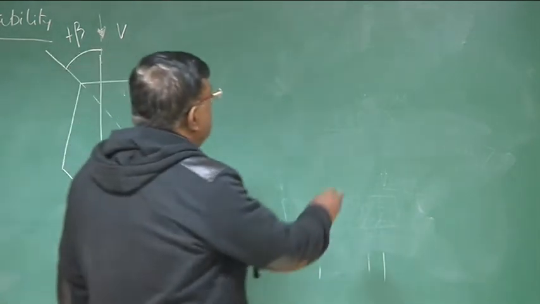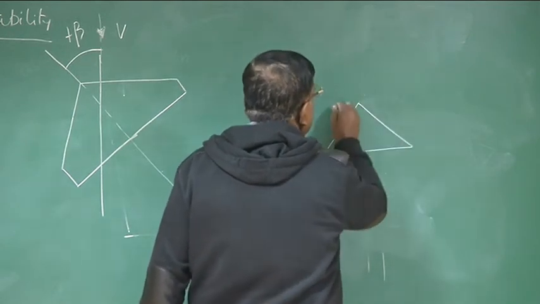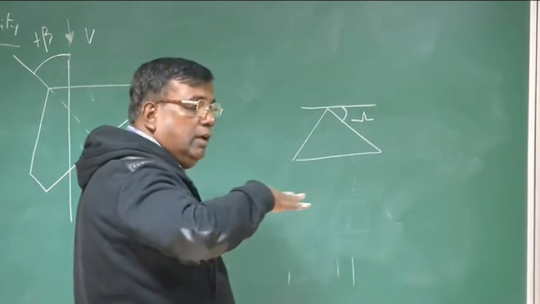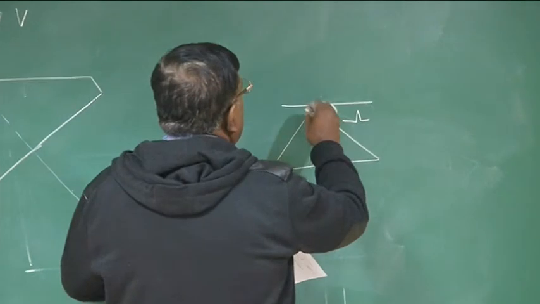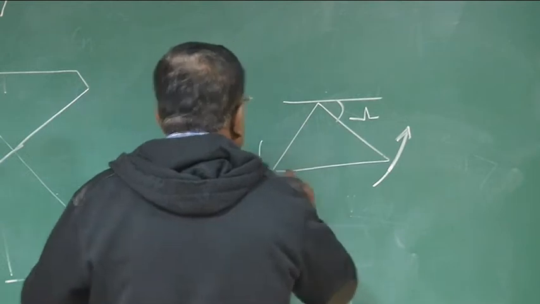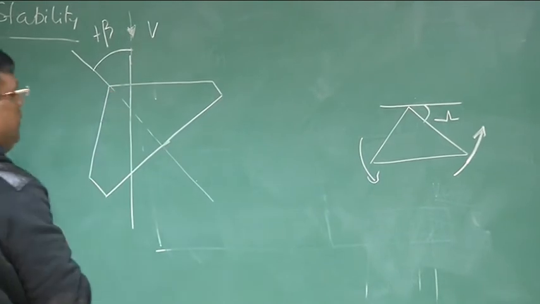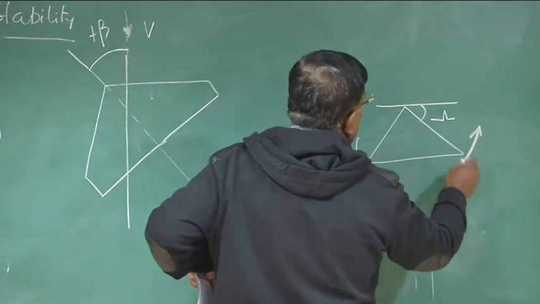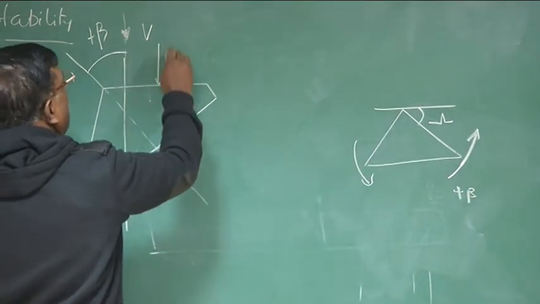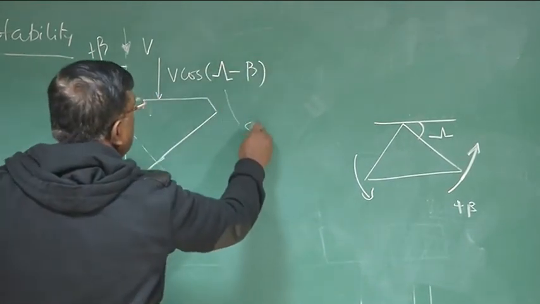Now, coming back to this, if this is lambda and I am going for a sideslip, that means it goes like this. It was initially like this, now like this. How much is it turning? It is turning by beta. So here the normal component will have V cos of whatever lambda, where lambda is the sweep angle.